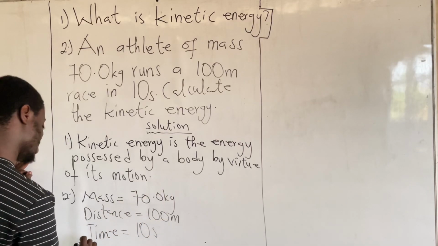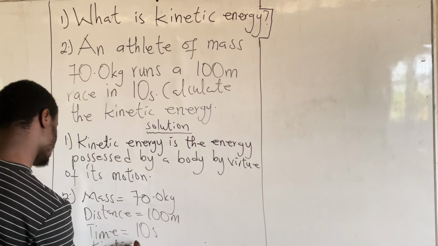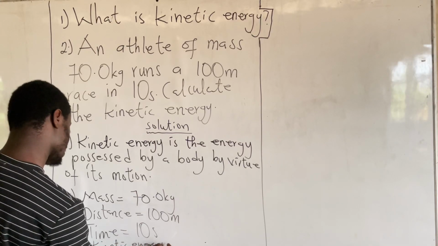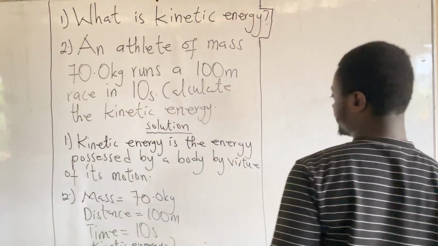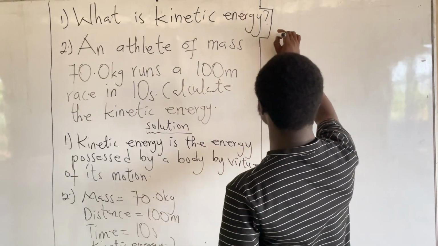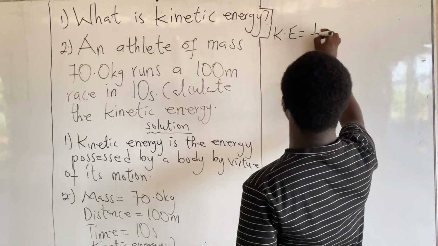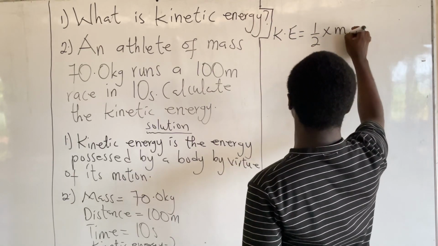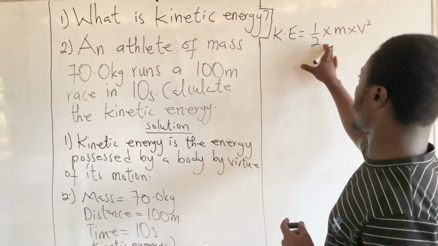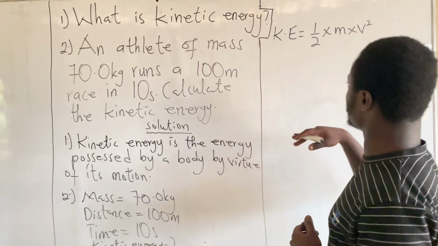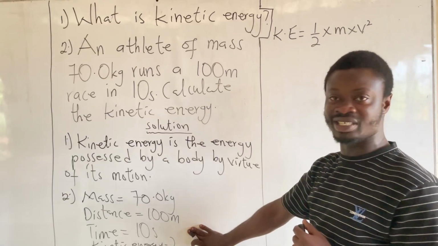Calculate the kinetic energy. So we have been asked to calculate the kinetic energy. So that one becomes question mark. Okay. So we know that kinetic energy, that is KE, equals half times mass times velocity squared. So this is the formula for calculating kinetic energy. Half mv squared. From the question, do you have the mass? Yes, the mass is there. What about the velocity? There is no velocity in the question.